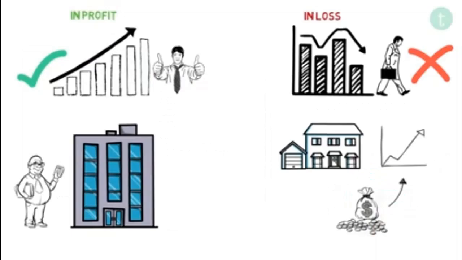In the stock market, there will be many companies which are making profits, and also there will be companies which are running under losses. The companies which are making sufficient profits will be giving the dividends. The companies which are running under losses will not be giving any dividends.